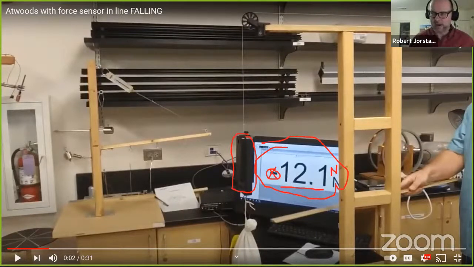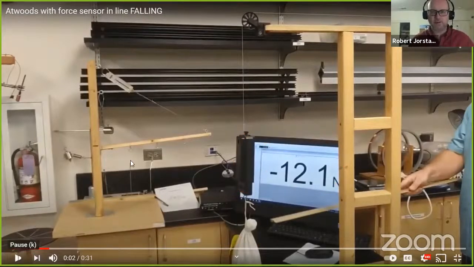Now, what you can't see right now is there's the string. You see it kind of running there. My hand is holding that off screen right there. So I'm keeping it in place. So this is a 12 newton weight right now. So that's a 12 newton weight that I'm holding at rest. And then what I'm going to do is I'm going to release it. And I believe this one is going to fall down.